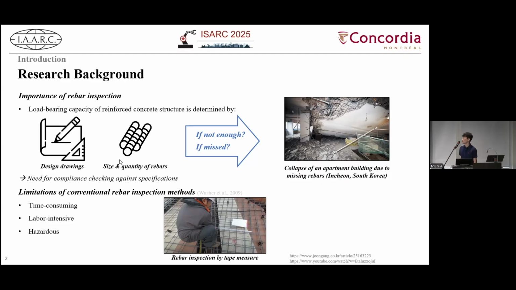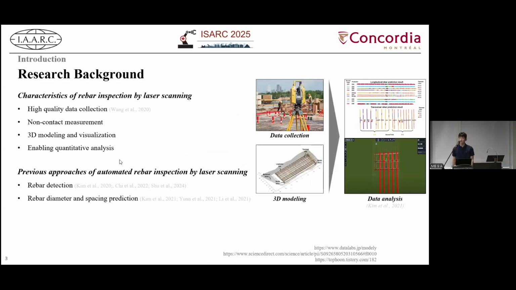However, the prevailing practice of rebar inspection is still a manual tape measure survey. This method is slow, labor intensive, and exposes inspectors to safety hazards. To overcome these shortcomings, previous research has turned to laser scanning-based inspection. Laser scanners can acquire high-quality data, require no physical contact, and support 3D modeling as well as quantitative analysis. Leveraging these capabilities, previous research focused on automatically recognizing rebars and predicting their diameter and spacing.